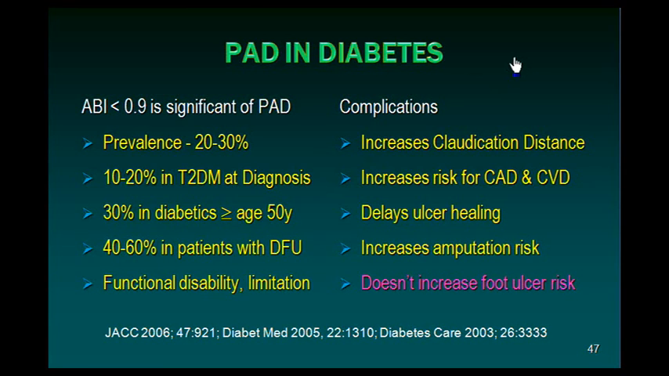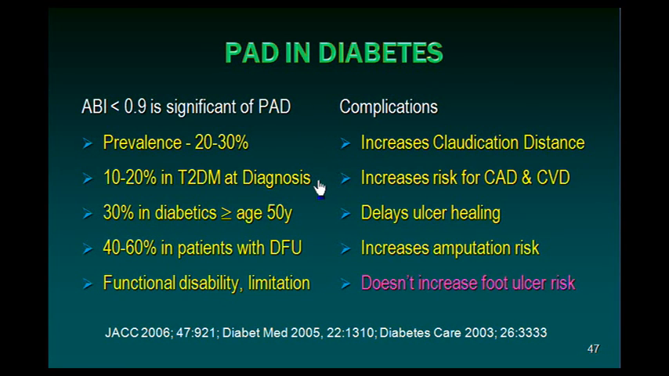Remember, PAD is not only a marker of diabetic foot disease, it is a marker of vascular ill health. It is a marker of coronary vascular disease. Every patient with PAD must be screened for coronary vascular disease. An ankle brachial index of less than 0.9 signifies the onset of PAD. 20 to 30% of patients with diabetes have an ankle brachial index of less than 0.9.